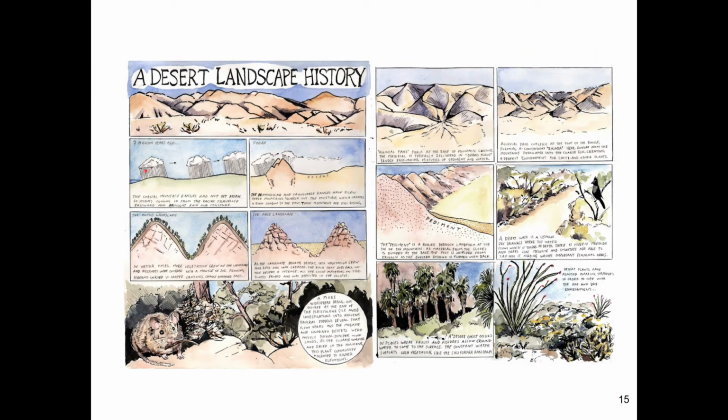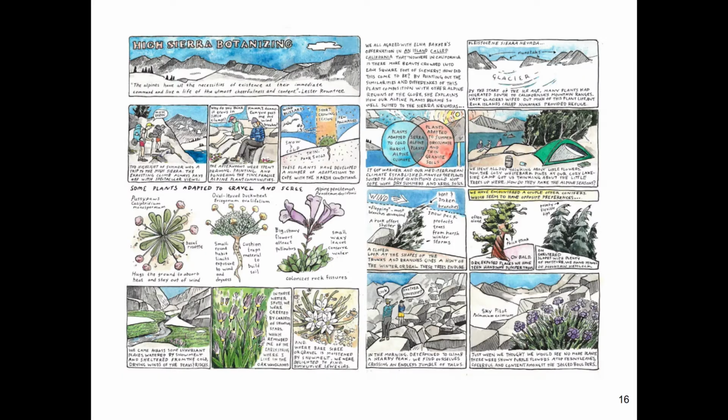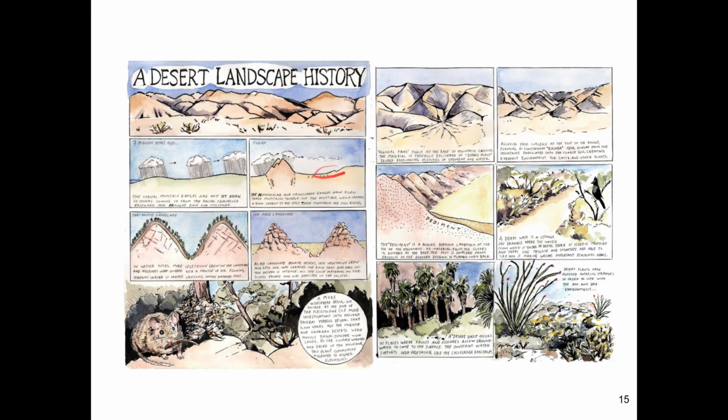Elements of desert landscape history. The idea that the rain shadow, you can't have a rain shadow without mountains. So back before the Sierras existed, Nevada would have been wetter.